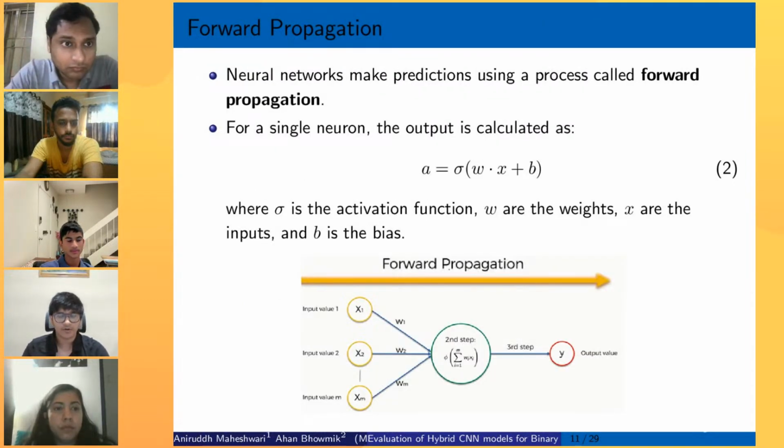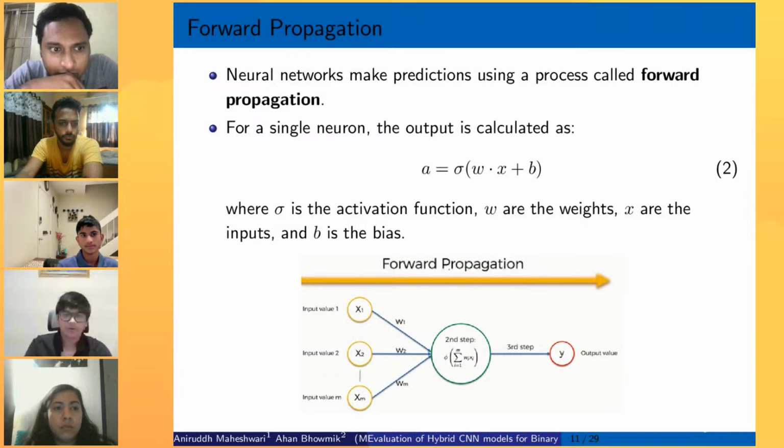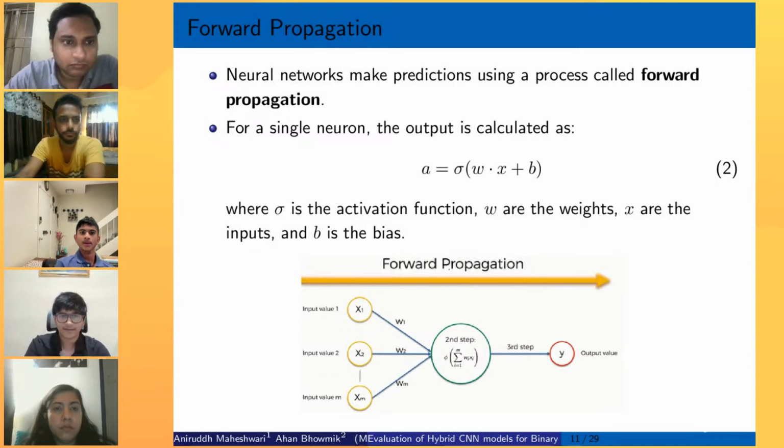Okay. So from a small neuron, we can now generalize to the entire network. The neural networks make their predictions using a process called forward propagation. As we saw in the previous slide, the output for each neuron in a neural network is calculated using this formula where sigma is the activation function, W are the weights, X are the inputs, and B is the bias.